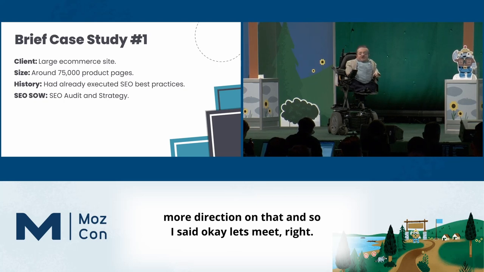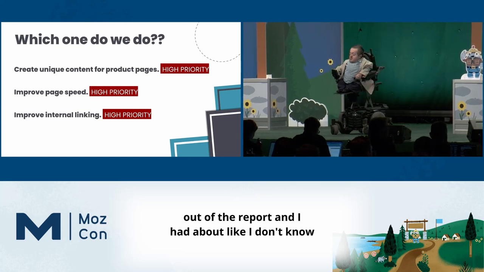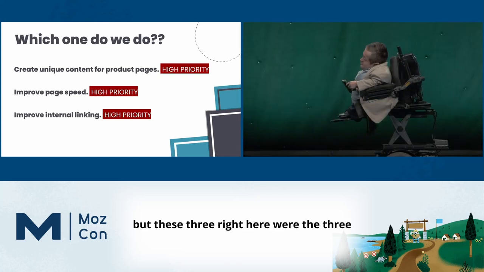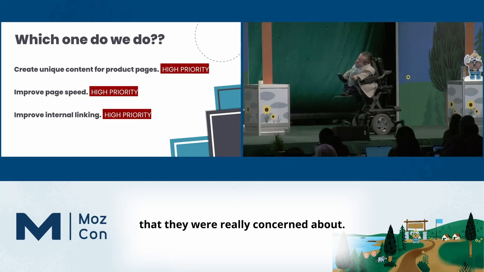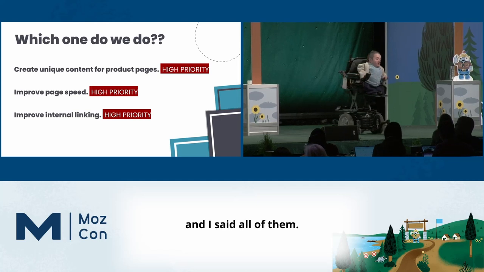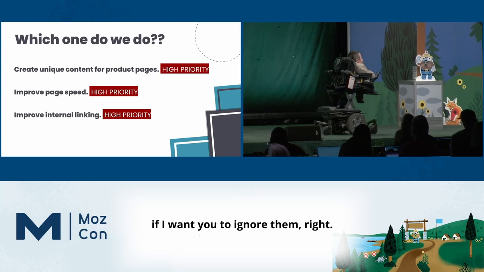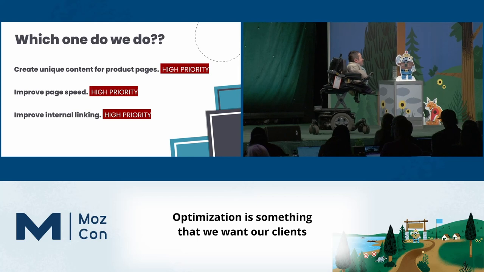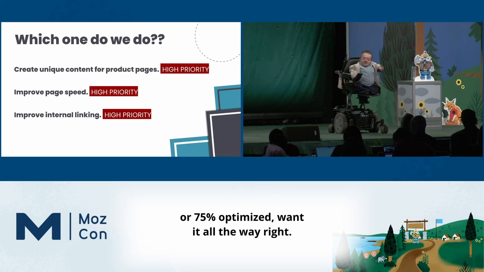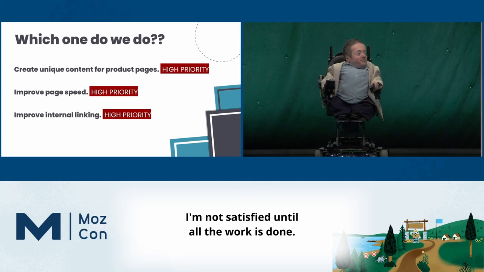And so I said, okay, let's meet, right? And we had a meeting, and they pulled up these particular items out of the report. I had maybe 10 high priority items, but these three right here were the three that they were really concerned about. And they said, which one do we do? And I said, all of them. Because why am I putting them in the report if I want you to ignore them, right? Optimization is something that we want our clients to be fully optimized, not halfway optimized or 75% optimized, but all the way, right? I'm not satisfied until all the work is done.